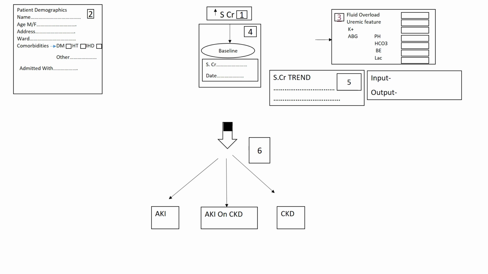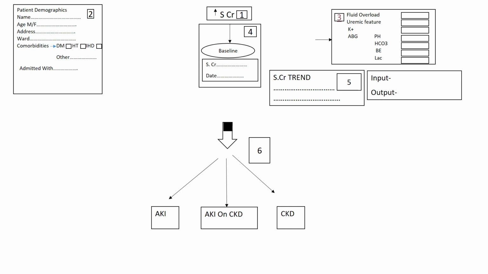Another important thing is that we need to have an idea about the input and output to decide whether it is a volume-responsive acute kidney injury or volume-unresponsive. If it is volume-responsive, you need to hydrate the patient well so that the urine output improves and the AKI gets better. And if it is just the opposite, AKI is volume-unresponsive, you will have to reduce the intake so that the patient does not get iatrogenic fluid overload. So this is what we do if we know the serum creatinine trend.